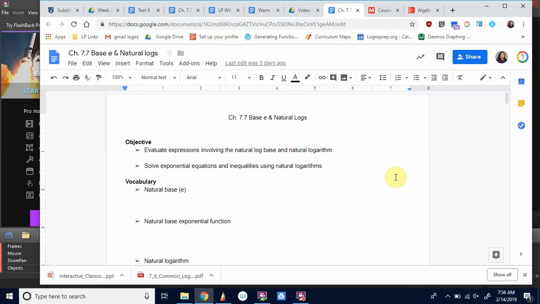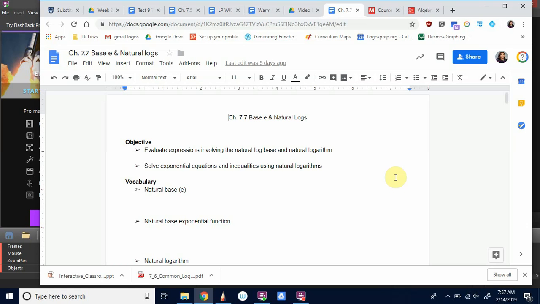What is the natural base? Basically, natural base e is a value. Compare it to pi. Like pi, we sometimes think it's a variable, but it's not. Pi has a value of 3.14. Well, e is also an irrational number that has a value of 2.718, and it goes on forever. So it's just a number. That's what a natural base is.